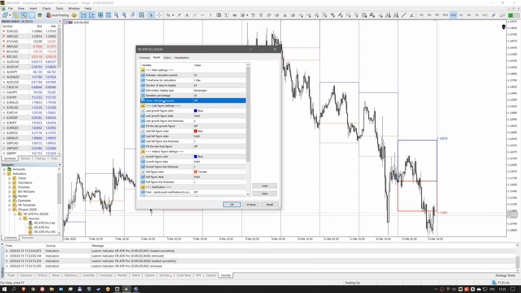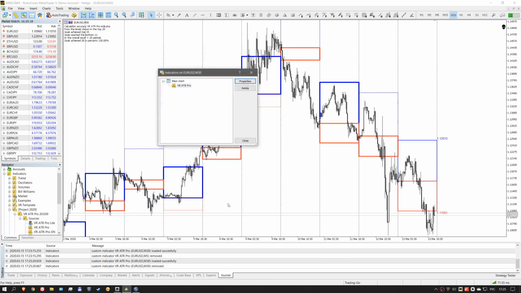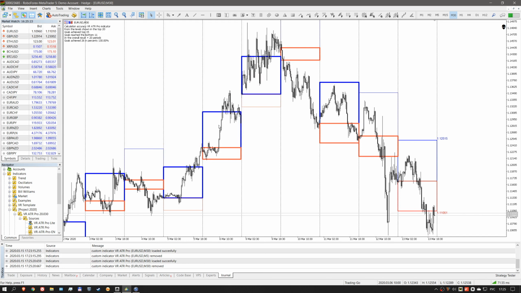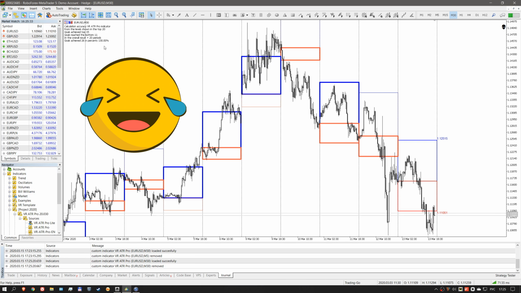The setting I'm talking about is this one, the one that is selected on the screen right now. Show Indicator Accuracy. Switching this option on will show the indicator's accuracy. Moreover, it will show the periods when the price reached the target level. Please note, the accuracy value might exceed 100%, which may seem ridiculous.